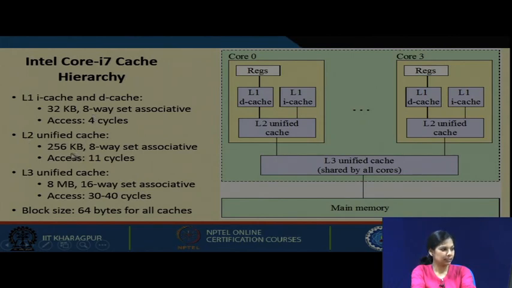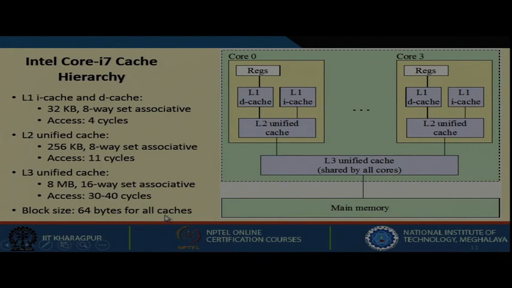The L2 unified cache is a little larger, 256 KB, and we have 8-way set associative, and the access time is more, roughly close to 3 times, that is 11 cycles. Similarly, the L3 unified cache, which is not within the core, rather outside, but on a single chip, is 8 MB, which is pretty large compared to those, and 16-way set associative mapping is performed, and the access is roughly 30 to 40 cycles. The block size is 64 bytes for all caches.